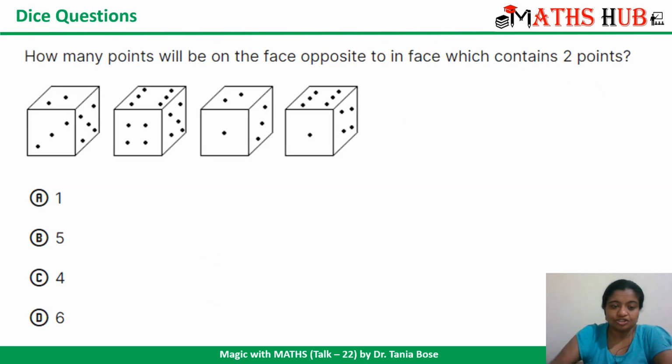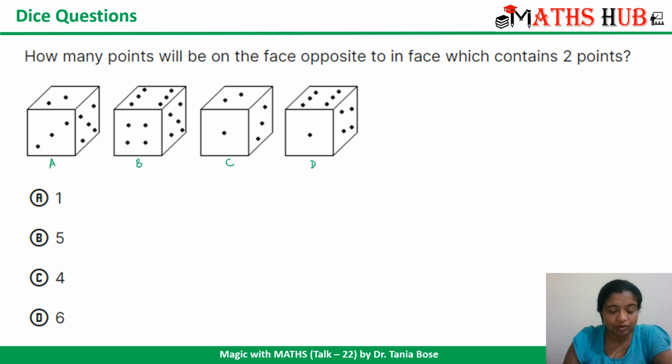Okay, let's move on to the next question. Along with the short trick, you should also be logically correct, right? It's not that you only apply the short trick without thinking about what is happening in the question. So now, how many points will be on the face opposite to the face which contains 2 points? You have to tell how many dots will appear on the face opposite to 2. Now four positions of dice are given to us. So let's name them A, B, C and D, right?